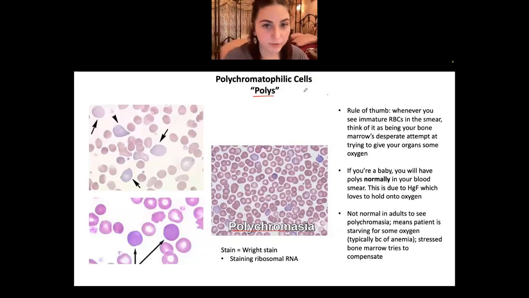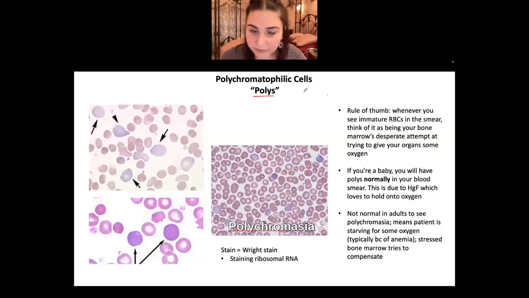Whenever you see immature red blood cells on the smear, it's kind of like I mentioned, if you see an immature neutrophil, like a band, it's the body's attempt at being like, oh, we have a really bad infection, let's shoot out some immature neutrophils, which are bands. With this, it's the same idea. If you see immature red cells on your blood smear, think of it as the body's way of trying to get this patient oxygen.